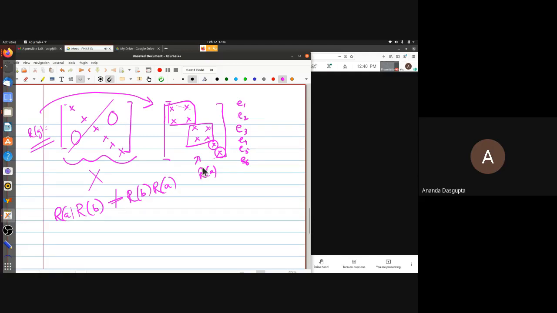Under the action of RA, E4 will only transform into E4 times whatever this number is. Nothing else. Sorry, not E4, E5. E5 will only transform into E5 times whatever this number is. And E6 will transform into only E6 times whatever this number is. Okay?